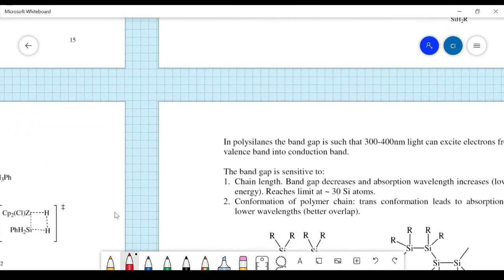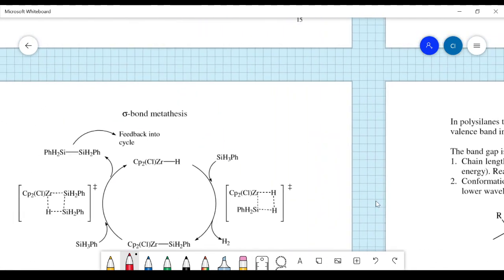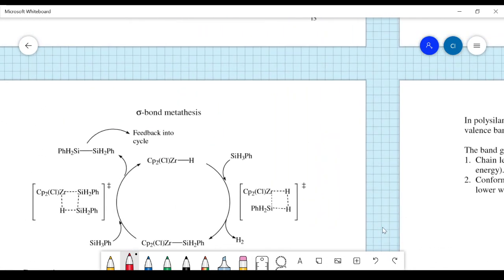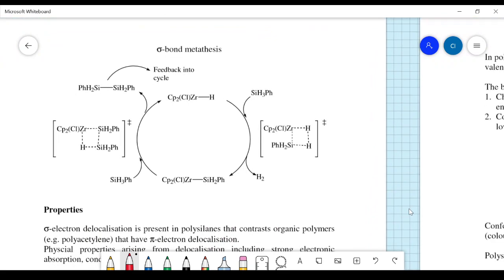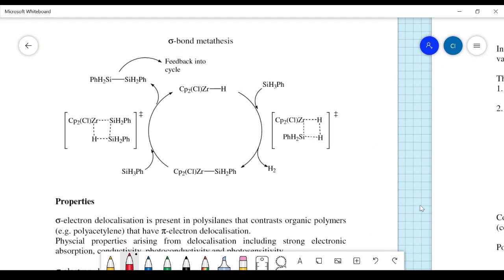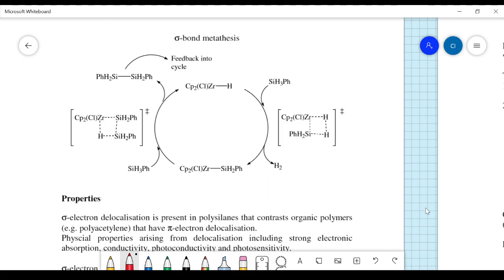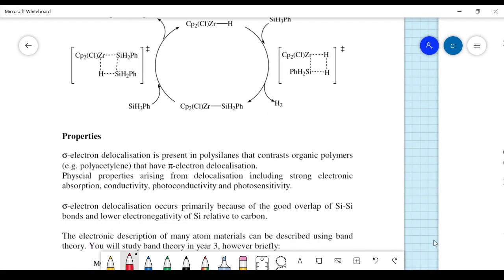Okay, so not essential to you. And then this sigma bond synthesis is given there. So this is also not part of your curriculum, metathesis. So I'll just skip this also.